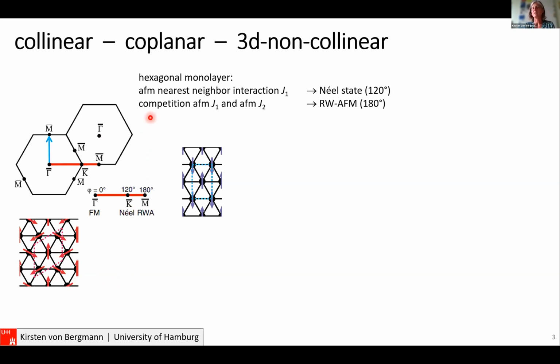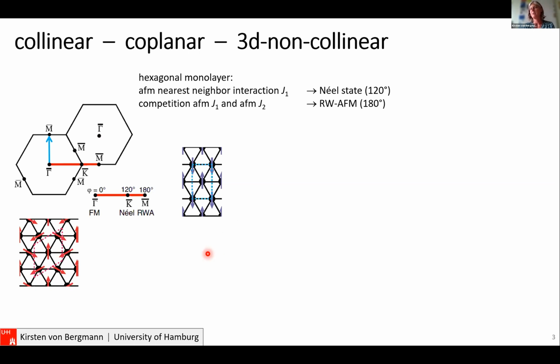Now, if you have frustrated exchange, so a competition between an antiferromagnetic nearest and an antiferromagnetic next nearest neighbor exchange, the ground state will be a rowwise antiferromagnetic state as depicted here. So you have these rows of parallel magnetic moments, and then the direction alternates from row to row. So it's also an antiferromagnet.